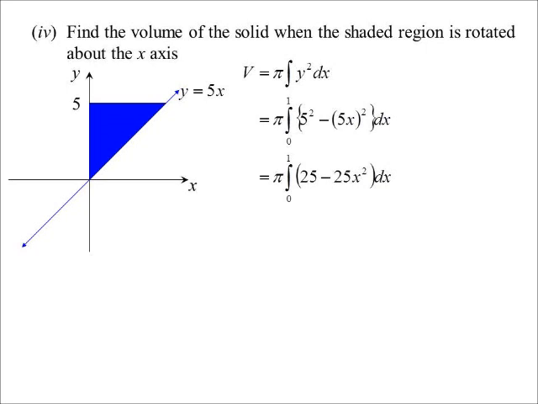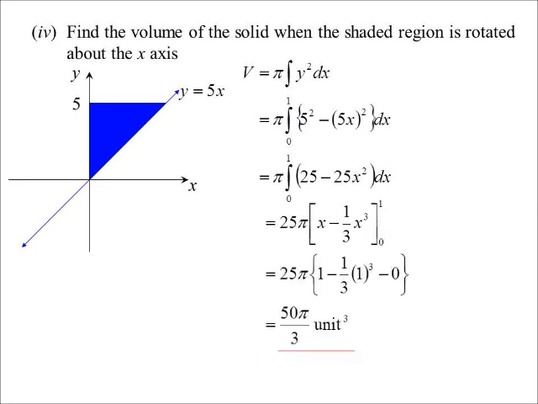Here we've got two boundaries. We've got the horizontal line y equals 5, and from that we'll subtract our straight line 5x. But of course we're dealing with volume, not area, so we square those values. So the top one squared minus the bottom one squared. And we get 25 minus 25x squared. Integrate that. Substitute in.